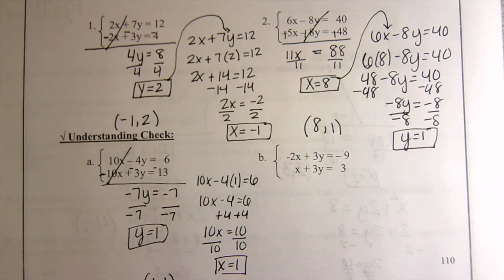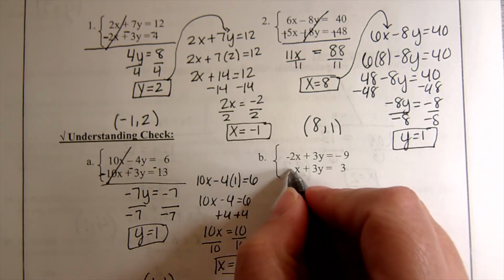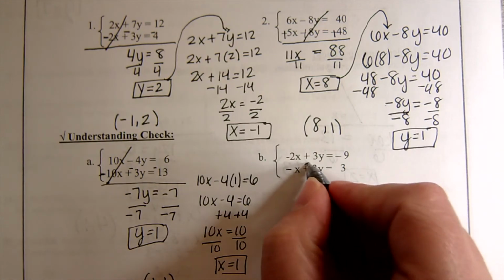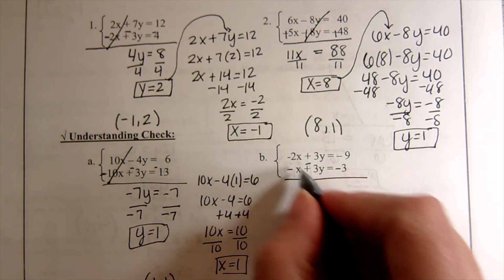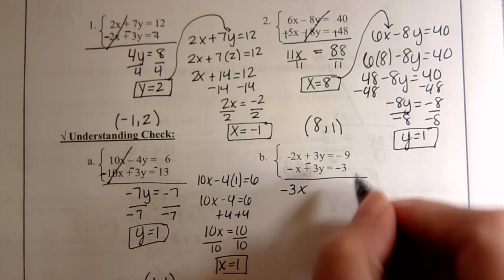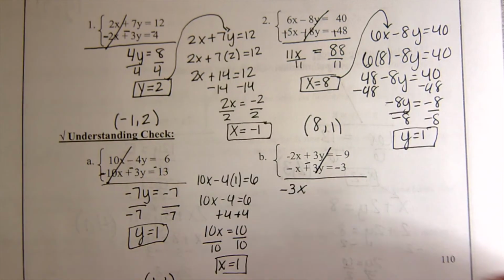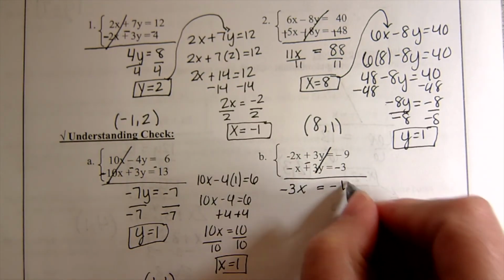B, which variable should cancel out? Y. So change one of the equations. I'll change the second one. Negative x minus 3y equals negative 3. So what is negative 2x and negative x? Negative 3x. 3y and negative 3y cancel. And that equals negative 12.